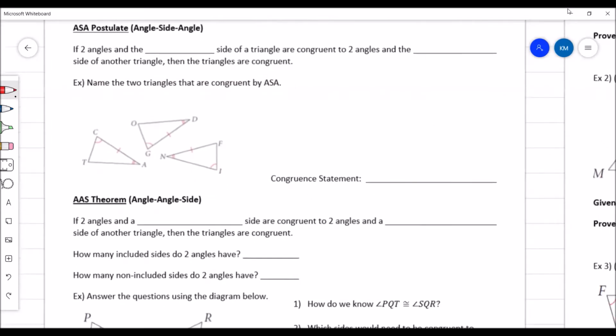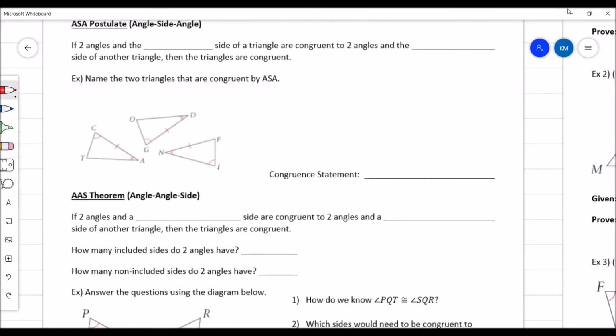Okay, so here, naming the angle, side, angle postulate. If two angles and the included side of a triangle are congruent to two angles and the included side of another triangle, sorry for the bad L, okay, then the triangles are congruent.